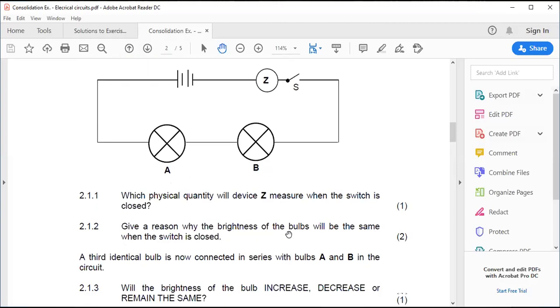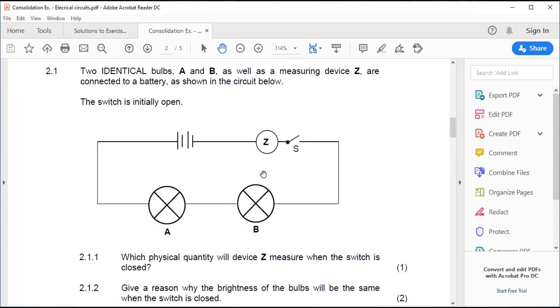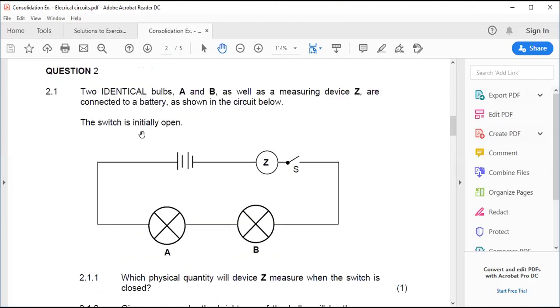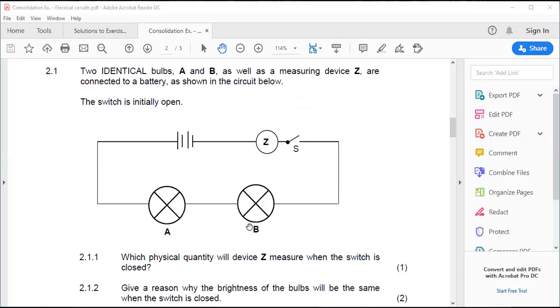Give a reason why the brightness of the bulbs will be the same when the switch is closed. All right, so you look at these two bulbs. Number one, they're identical. Identical means they've got the same resistance, right? That's point number one. Number two, they're all connected in series. When resistors are connected in series, they get the same current. Since they're identical, they also get the same voltage. So the way you give the answer will depend here.